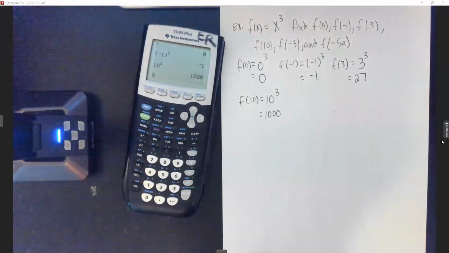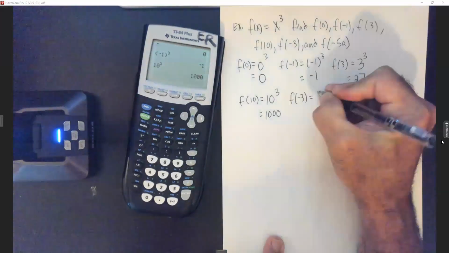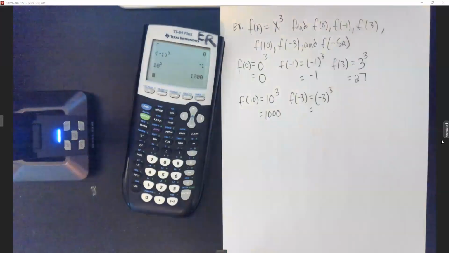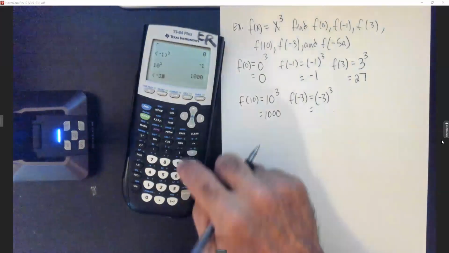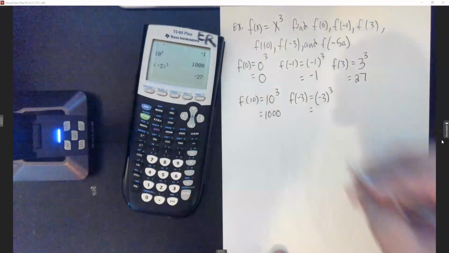What do I have next? f of -3. That's going to equal -3 to the 3rd power. So -3 to the 3rd is going to end up as -27.